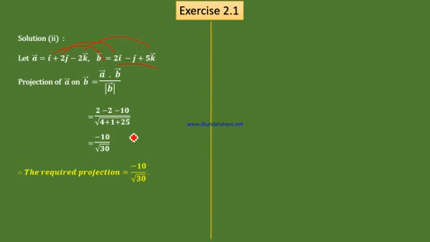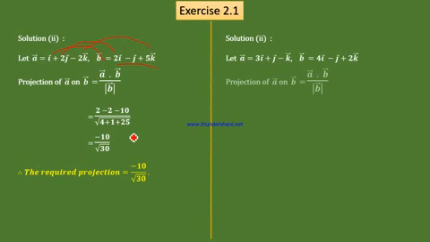Similarly, the third one also you can do. So it's very simple. Same thing we are going to do. Find the A vector dot B vector multiplication, and then find the answer. That's it. That is the required projection, 9 by root 21.